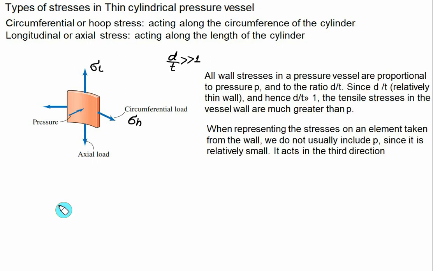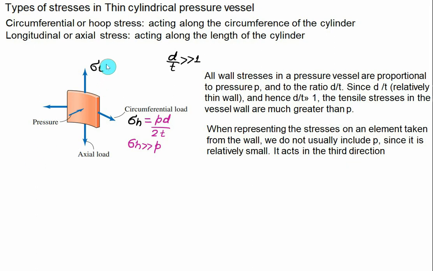When we do the analysis here, we can show that the hoop stress and the longitudinal stress are proportional to the pressure, as well as the ratio d by t, which is very much greater than 1. And we'll prove the relation for the hoop stress, in the case of a thin cylinder, as P into D divided by 2 times the thickness. Since here d by t is very large, the value of hoop stress is much greater as compared to the internal pressure P.